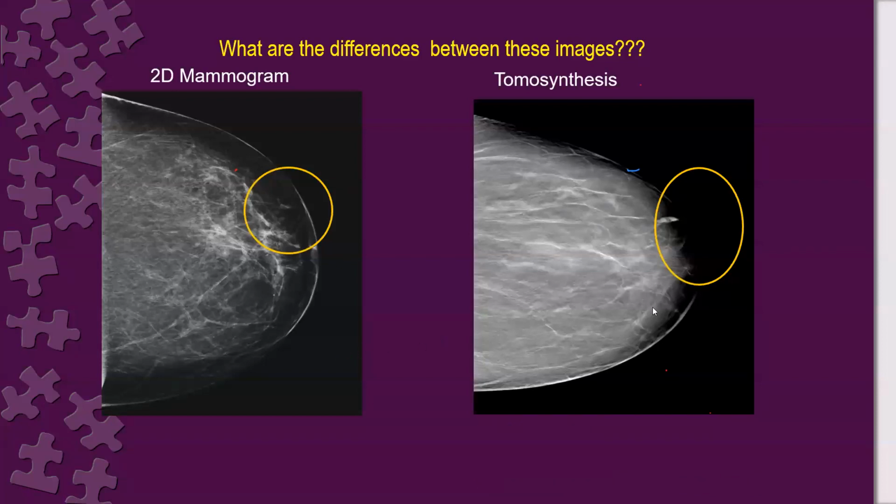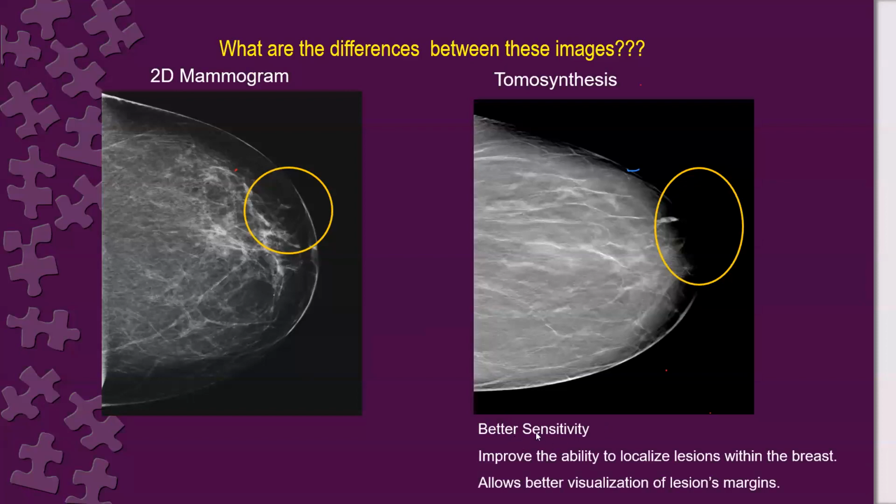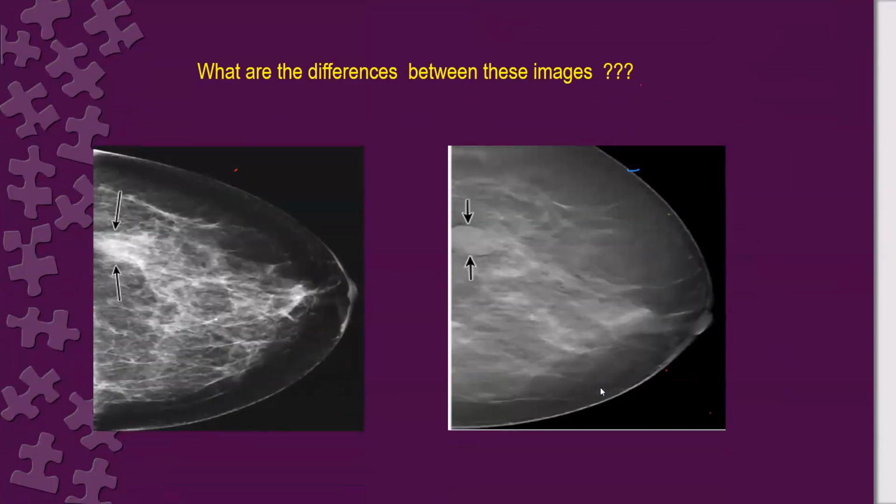So what is the clinical significance of this tomosynthesis? It gives better sensitivity and improves the ability to localize a lesion. Look for this lesion. Can you see it here? Faint. No. The visualization of the lesion is much better in tomosynthesis. Tomosynthesis improves the ability to localize the lesion within the breast and to be visualized.